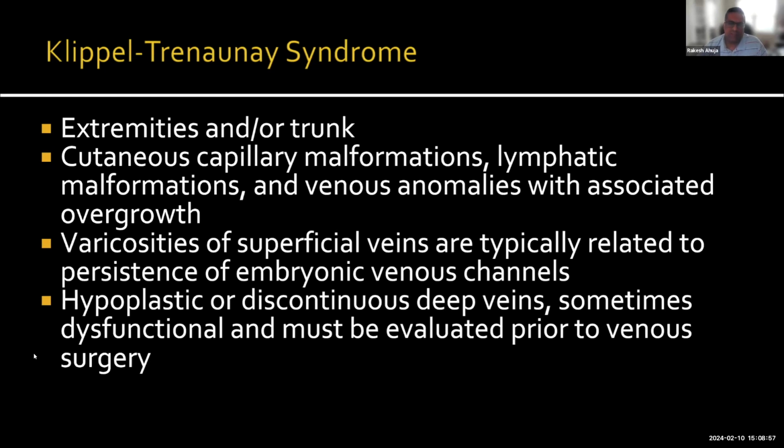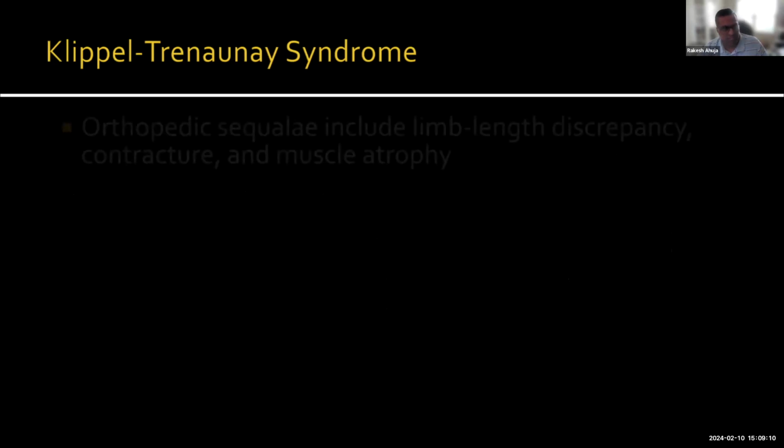You have to understand if the deep veins are present, because what you would end up doing is start embolizing these anomalous veins and realize that there are no deep veins, so there is no venous drainage from that limb, and they may be losing the limb.